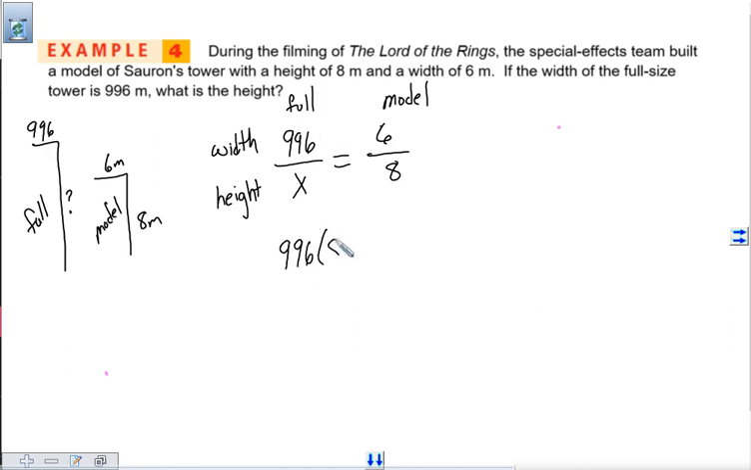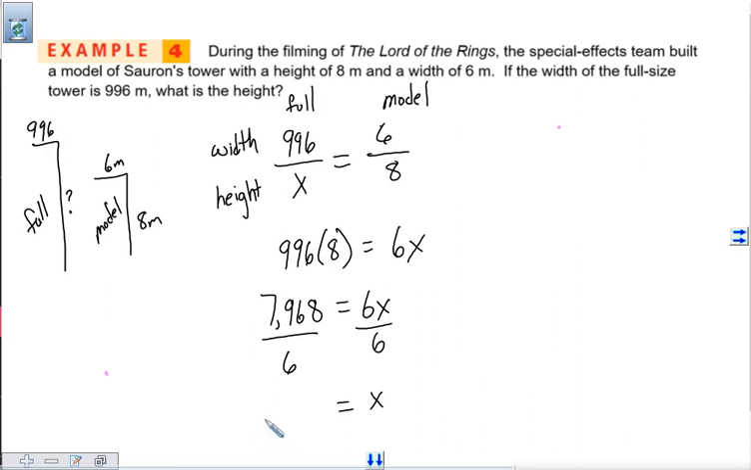996 times 8 equals 6x. And 996 times 8 is 7,968 equals 6x. Then we're going to divide by 6 on both sides. And once we divide by 6, that means that x is 1,328 meters.